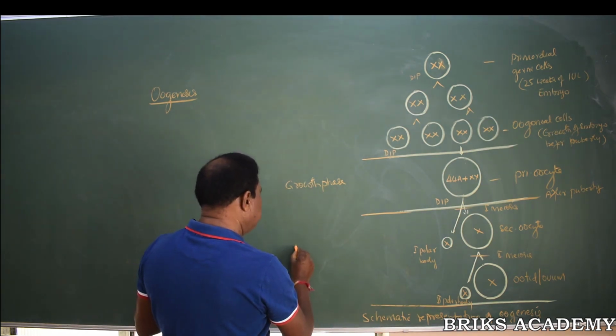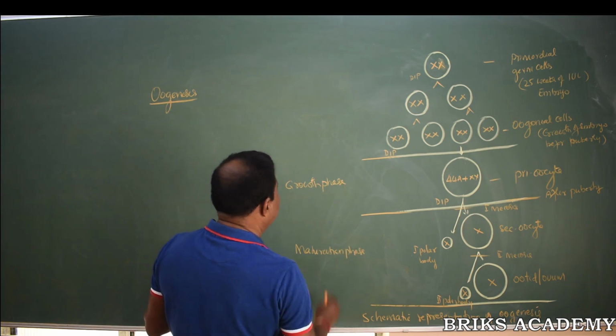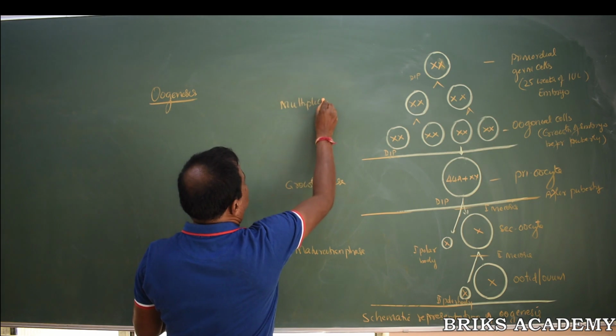This is called the maturation phase. The maturation phase is also called the meiotic divisions, and this is called the multiplication phase.